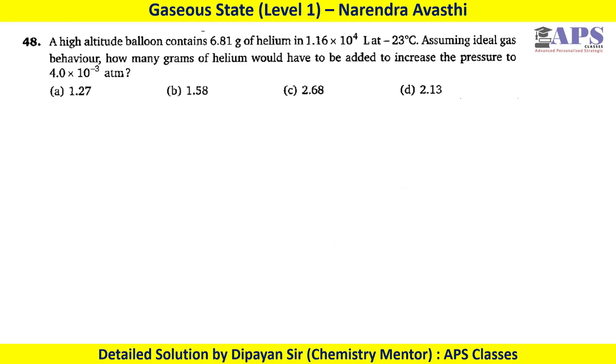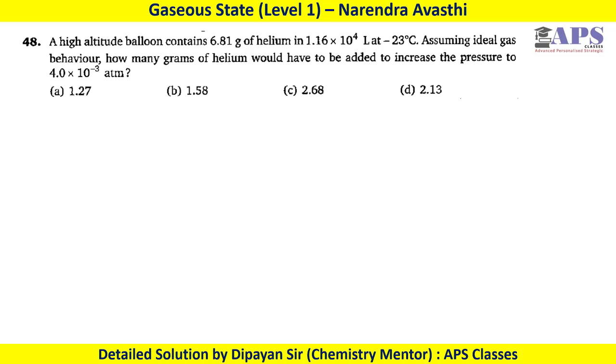In question number 48, a high altitude balloon contains 6.81 gram of helium in 1.61 into 10 to the power 4 liter at minus 23 degrees centigrade. Assuming ideal gas behavior, how many grams of helium would have to be added to increase the pressure to 4.0 into 10 to the power minus 3 atm?